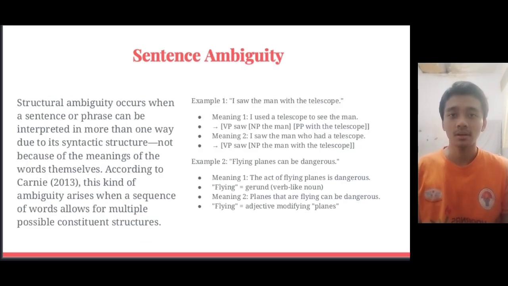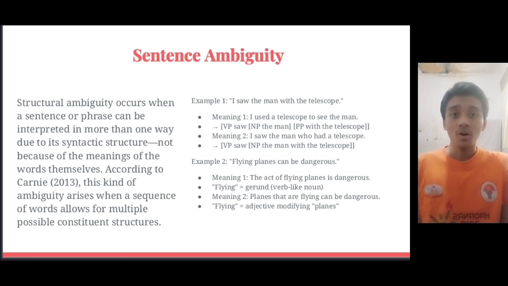Sentence ambiguity. Structural ambiguity occurs when a sentence or a phrase can be interpreted in more than one way due to its syntactic structure, not because of the meanings of the words themselves. According to Kearney 2013, this kind of ambiguity arises when a sequence of words allows for multiple possible constituent structures.